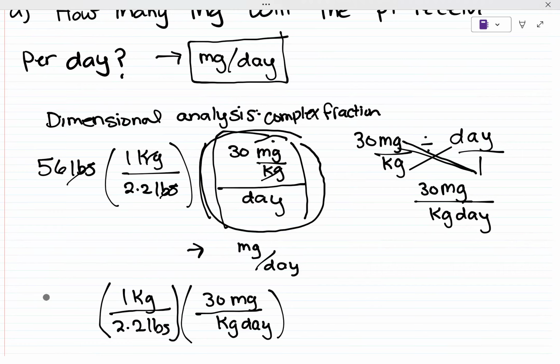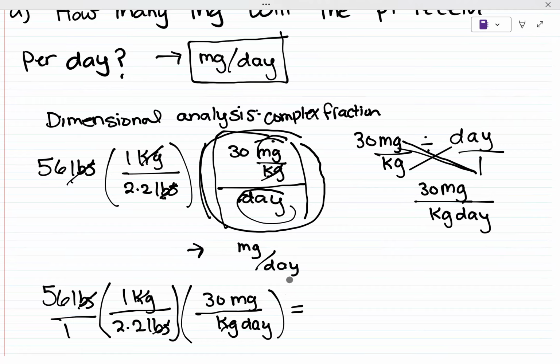And then you're left with 56 lbs over 1. So now you can see that the lbs disappears, the kilograms disappears, and now you're left with mg per day. I don't know if you can see it, but some people can see that this disappears, the pounds disappears. Now you're left with day and mg on the top and day on the bottom.